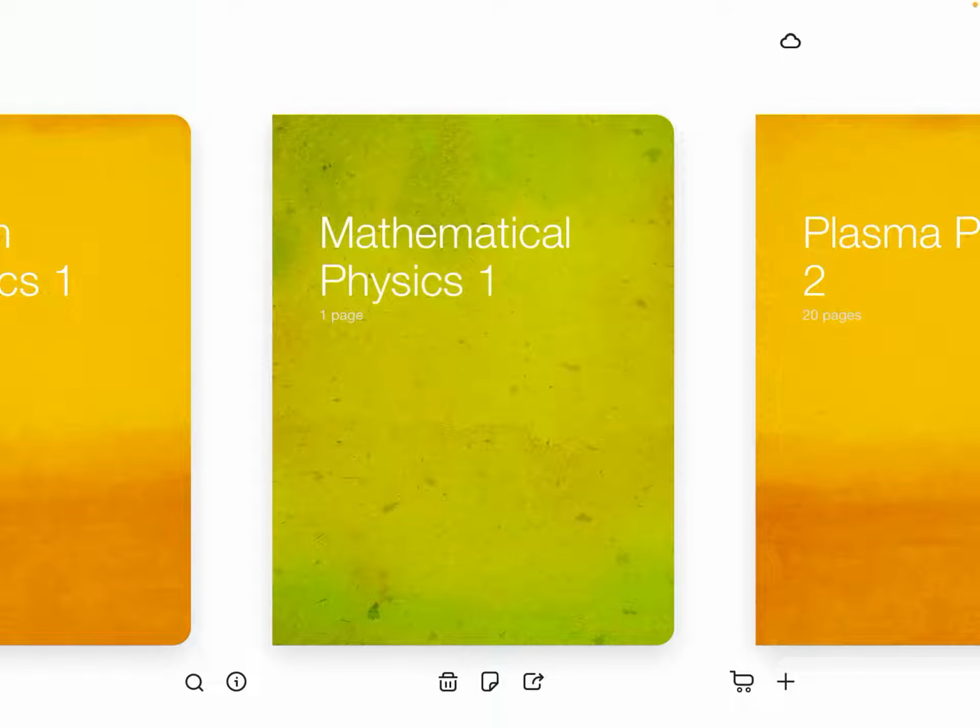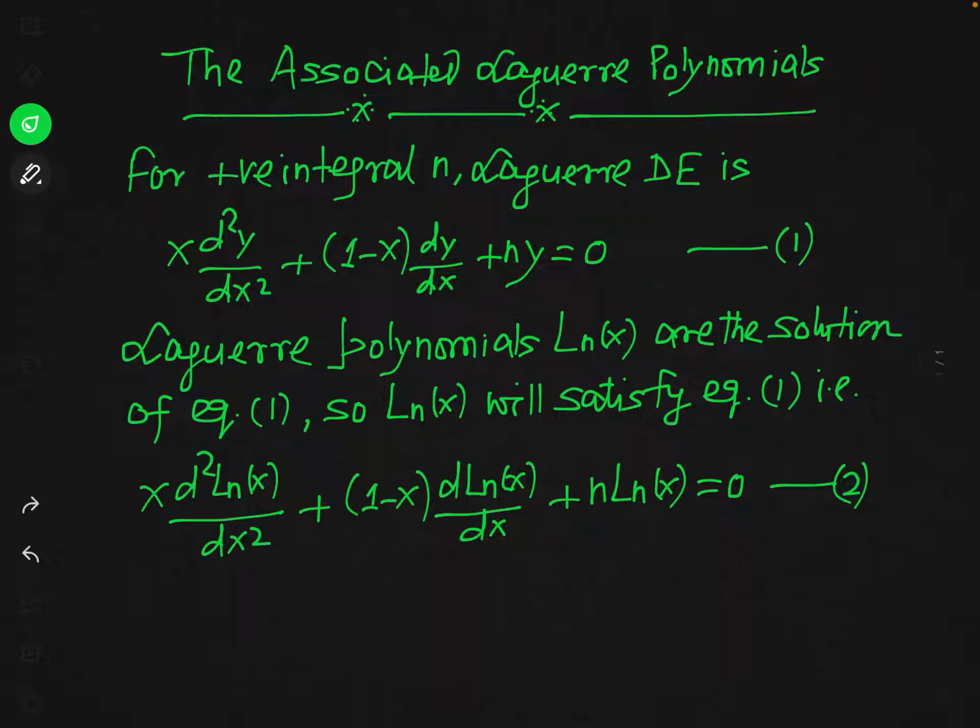So far till now we have discussed Laguerre polynomials. Today we are going to discuss another important polynomial which is known as Associated Laguerre polynomials. Actually this Associated Laguerre polynomial is the solution of the Associated Laguerre differential equation. So first of all we will see what is the associated Laguerre differential equation, and then we will see what will be its solution. In fact, its solution will be associated Laguerre polynomial.